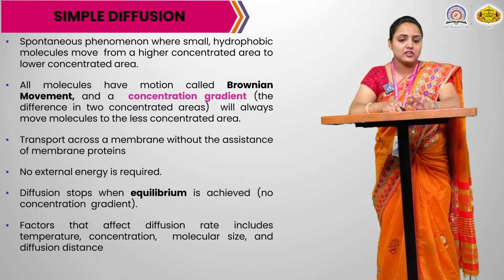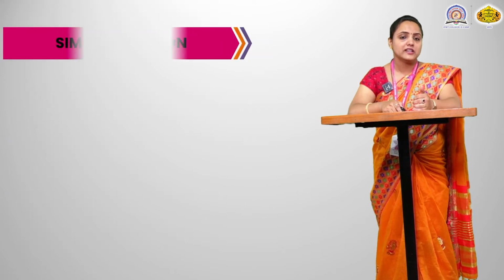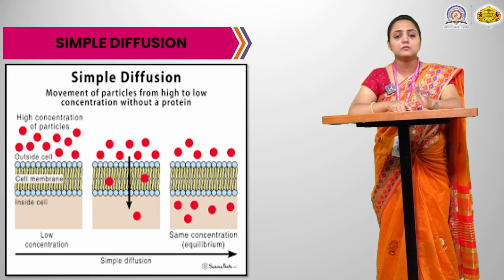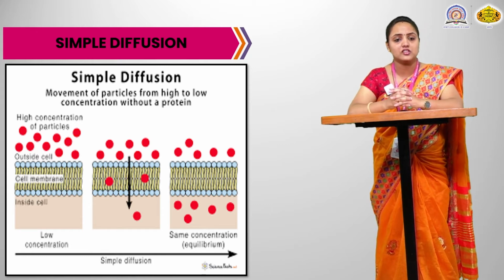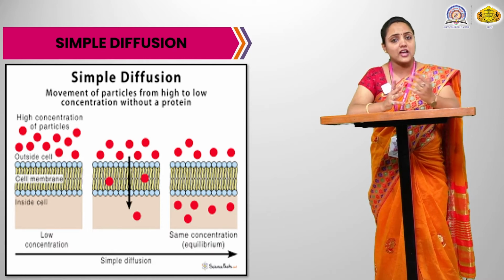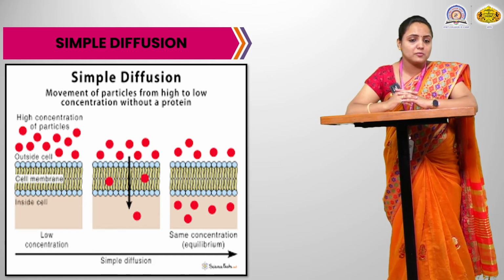Factors that affect the diffusion rate include the temperature, the concentration, the molecular size and the diffusion distance. In simple diffusion, you can see in the diagram the movement of particles from high to low concentration without a protein doing it. The concentration of the molecules is higher outside the cell, and inside there is a requirement of such nutrients or proteins.